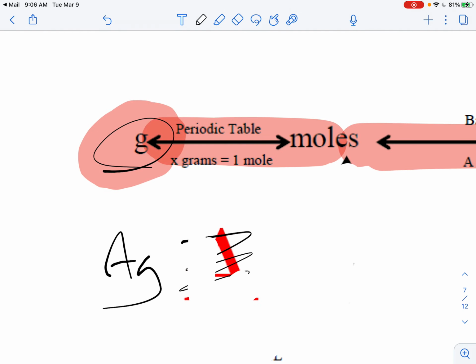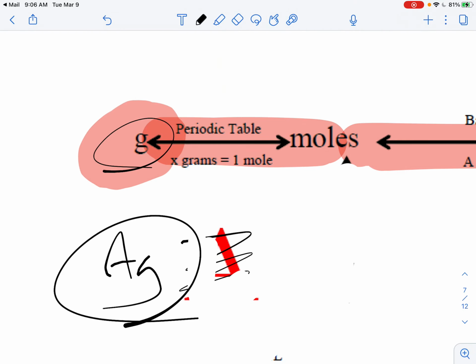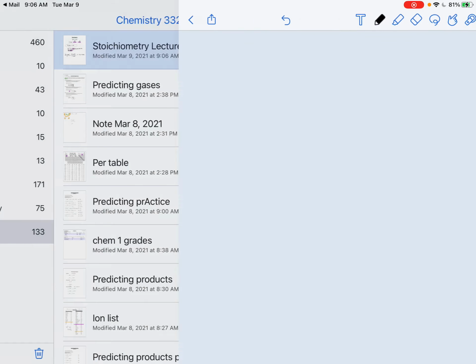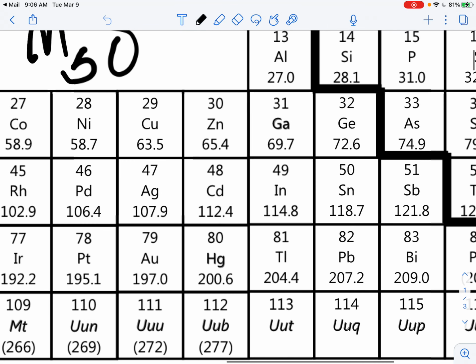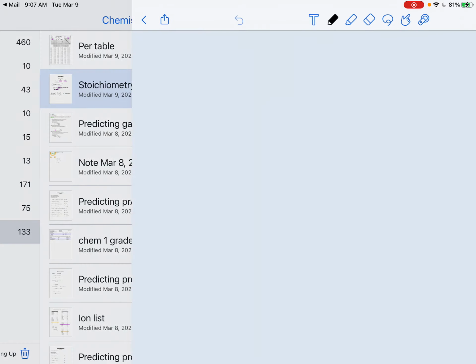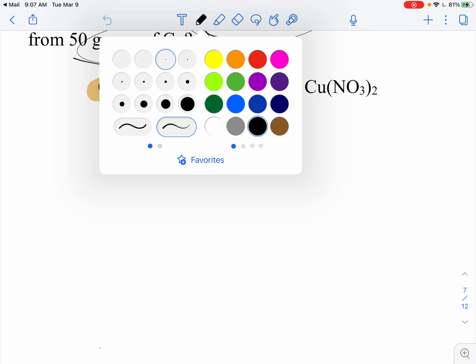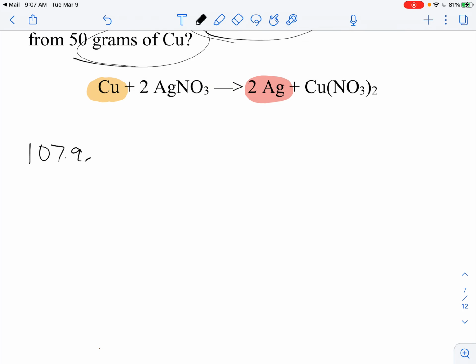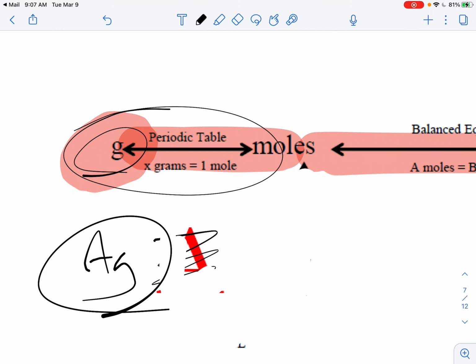Well, I need to know the periodic table for silver. So I get out my periodic table and I check out where silver is and I check out its mass. Here is silver, it's 107.9. So I go back to this and I can write, just like I did before, 107.9 grams of silver equals a mole of silver. And that takes care of this step here.